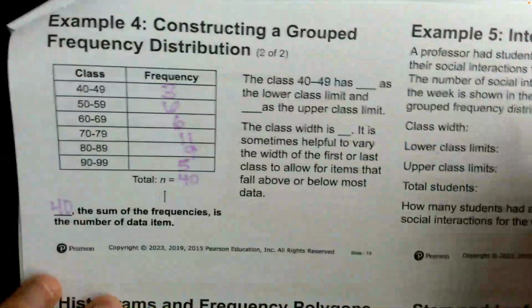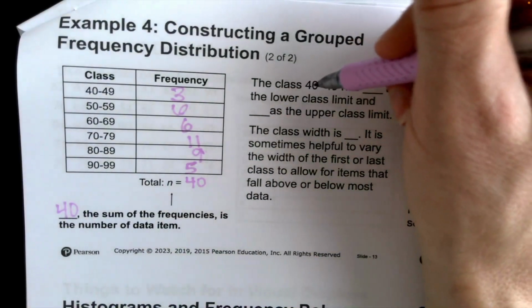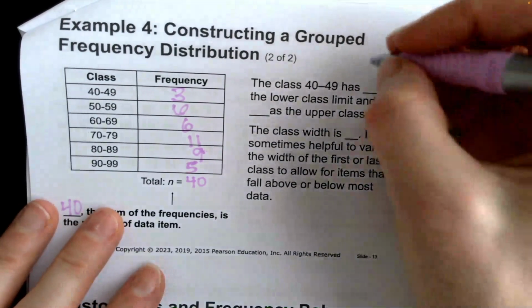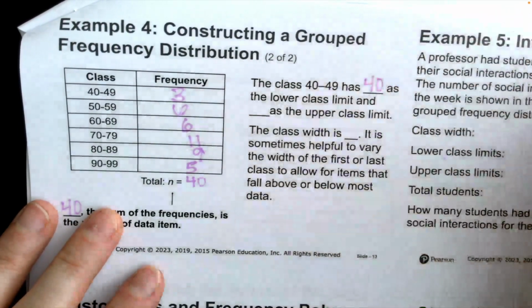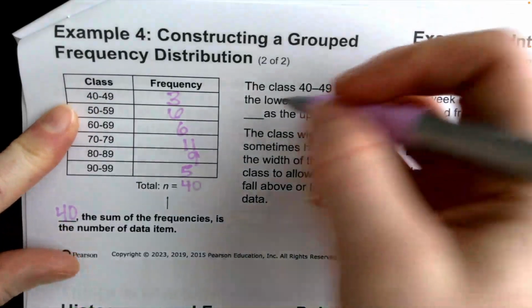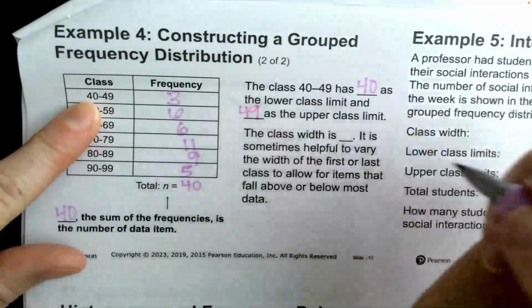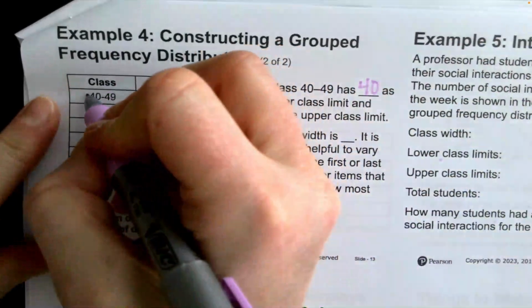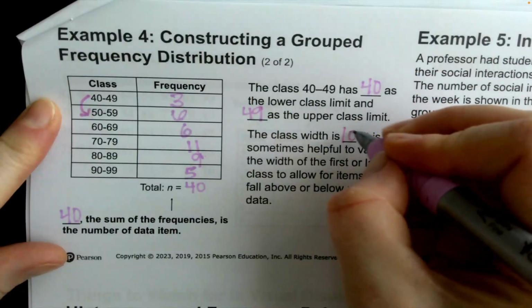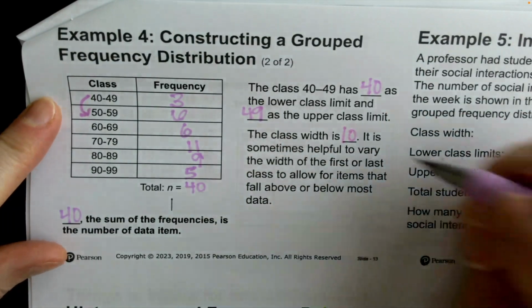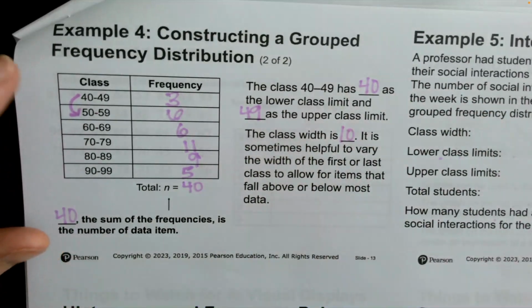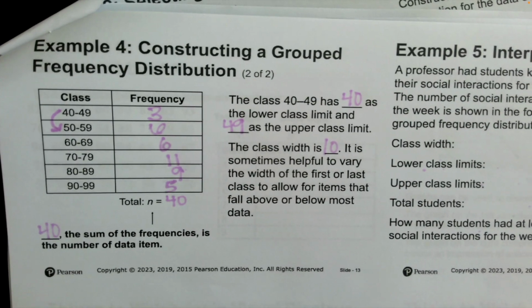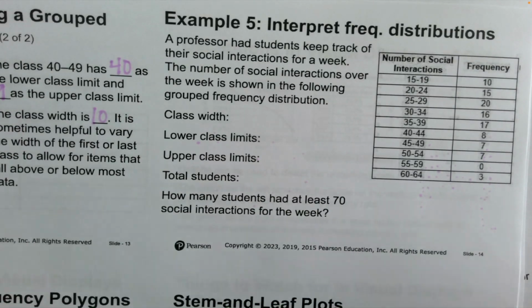All right, so let's talk about the vocabulary for this. The class of 40 to 49 has 40 as its lower class and 49 as its upper class. The class width, so that's going from this class to this class, is 10. It is sometimes helpful to vary the width of the first or last class to allow for items that fall above or below most.